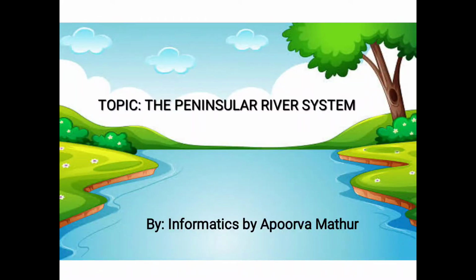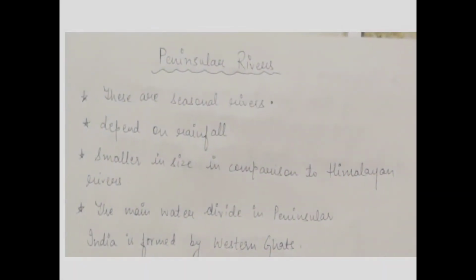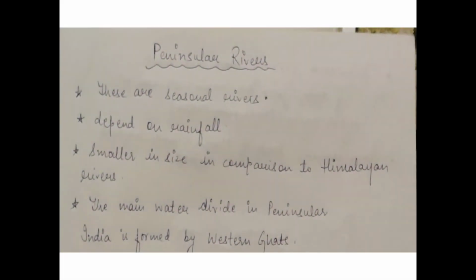So today we will cover the topic the Peninsular River System. About peninsular rivers, these are seasonal rivers. These all are dependent on rainfall. These are smaller in size in comparison to Himalayan rivers. The main water divide in peninsular India is formed by Western Ghats.